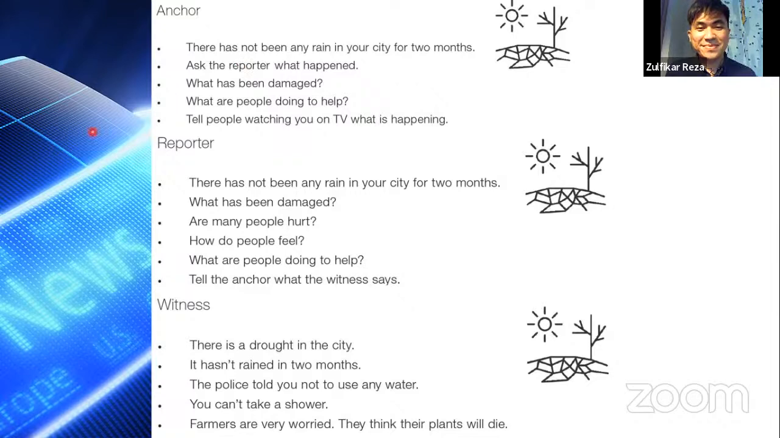Good evening, people of the Americas. There has not been any rain in your city for 2 months. Now we're calling our reporter. Reporter, what just happened? There is... there has not been any rain in our city for 2 months. Is there any damage on the spot? Is there any damage on the spot, reporter? Damage... has been damaged.